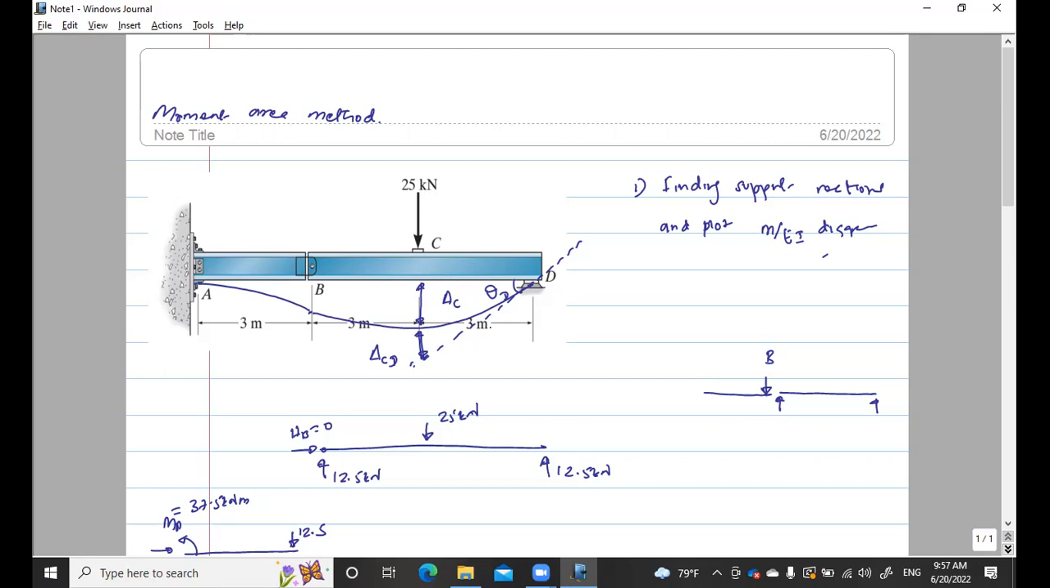The slope we can find from the moment area method. The difference between the slopes is what we can find. And also we can 100% say the maximum deflection will be at C. That is an assumption you have to make, and that can be wrong or that can be right. How to decide whether it is right or wrong?